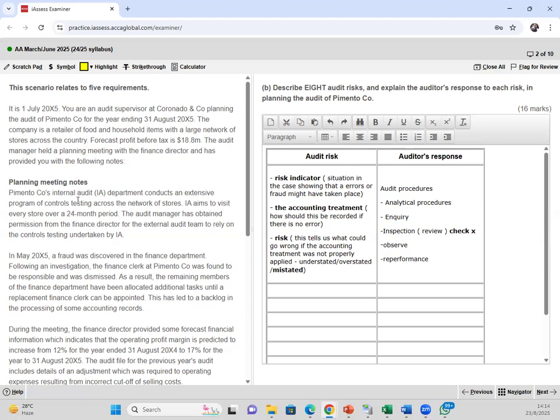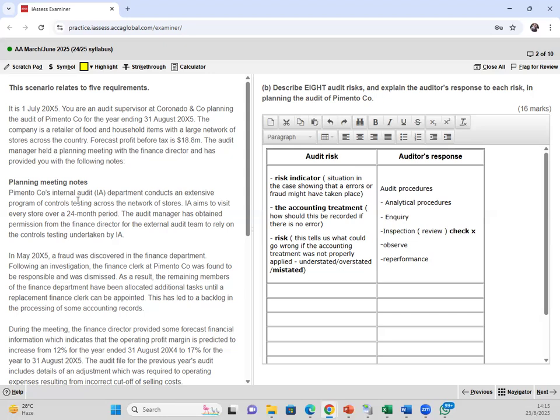Okay, so I'll read the introduction again. It is 1 July 20X5. You are an audit supervisor at C company and planning the audit of P company, for the year ending 31 August 20X5. Looking at this, it's before the year end. You are planning, it's now 2 months before the year end.